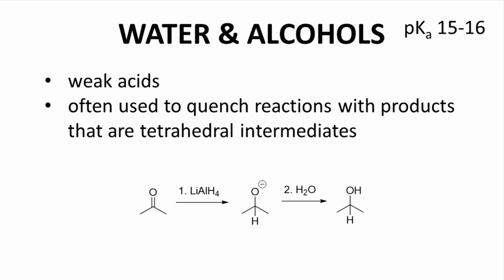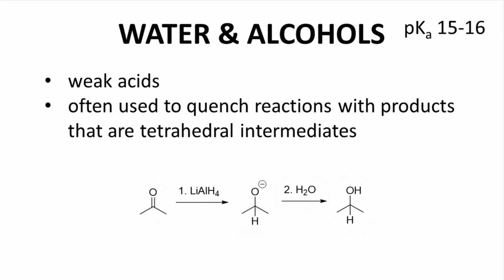An example is on this slide. In a lithium aluminum hydride reduction, the reaction forms an alkoxide, a tetrahedral intermediate in the reaction after hydride attacks the carbonyl. This tetrahedral intermediate will remain in solution until it is protonated through the addition of water. That protonation forms the final product, the alcohol.